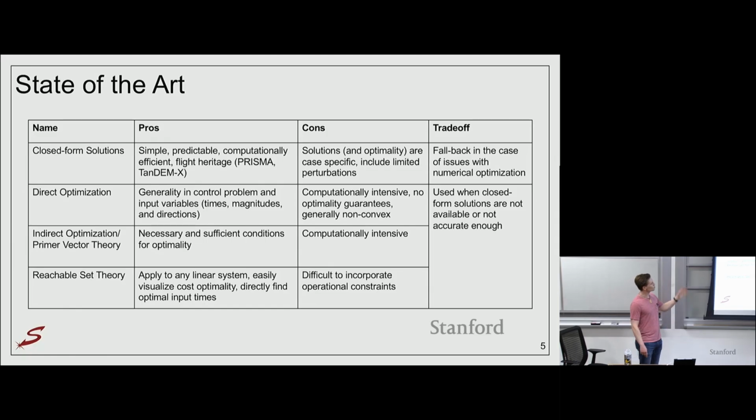Effectively, what we're going to try to do is apply reachable set theory to both closed form solutions, or produce closed form solutions from reachable set theory, as well as direct optimization to make closed form solutions provably optimal, and to make direct optimization far more computationally efficient such that we can use it on board spacecraft.